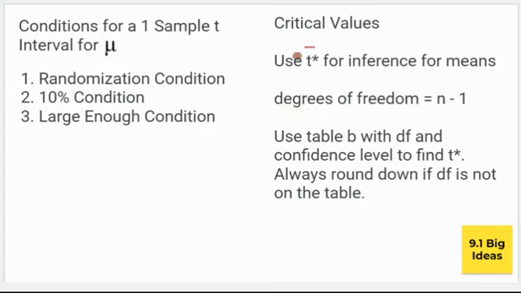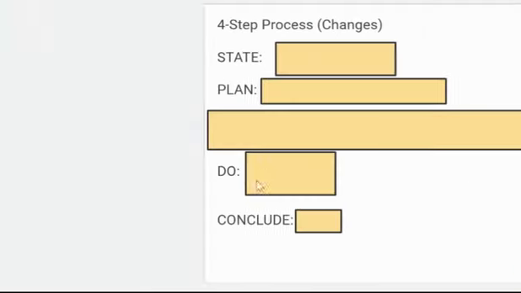Now this value of t star, we're going to get from table B. There is a way that you can find it with your calculator, but we're going to use our table along with the degrees of freedom and our confidence level to find that t star critical value. And remember, we will always round down if our degrees of freedom is not on the table. So if for some reason you look at your table and the degrees of freedom isn't there, we're going to round down to the nearest degrees of freedom that is on the table to get our critical value t star.